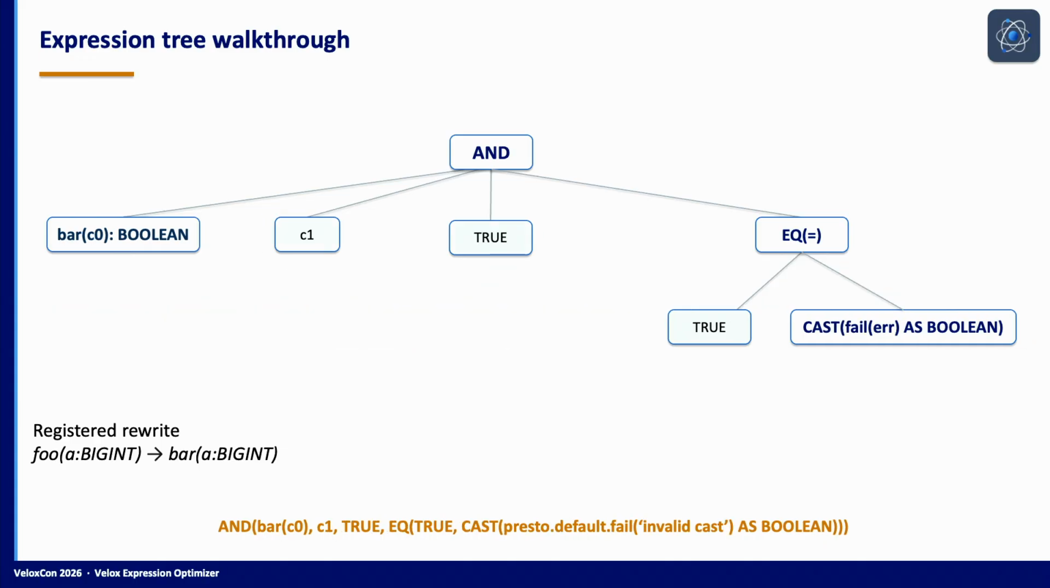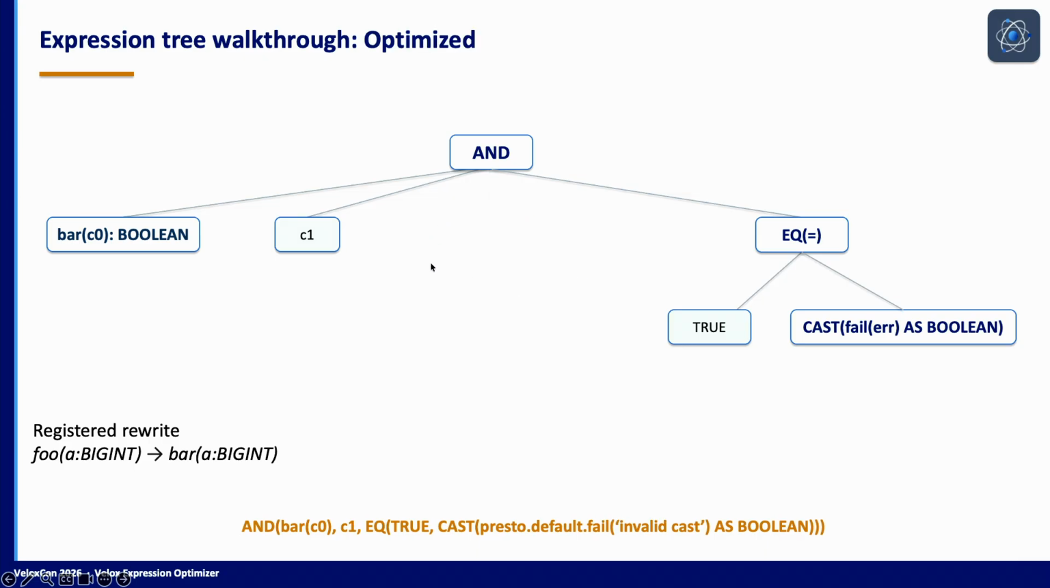So what happens now is your cast expression, which is not valid, is going to get rewritten to presto.default.fail. And then your foo function call is going to be rewritten to bar. And because we now add the and rewrite, which gets rid of your true inputs, you eventually end up with this expression tree, which is identical to what we used to get with Presto.